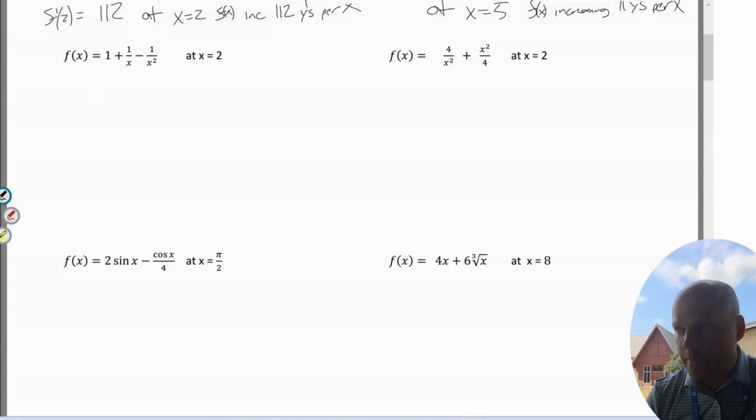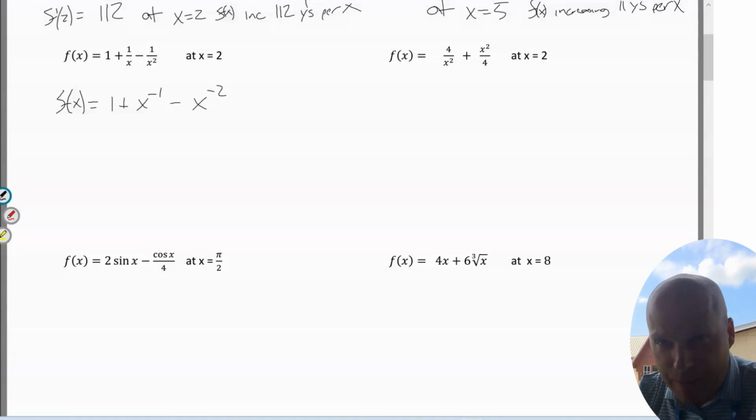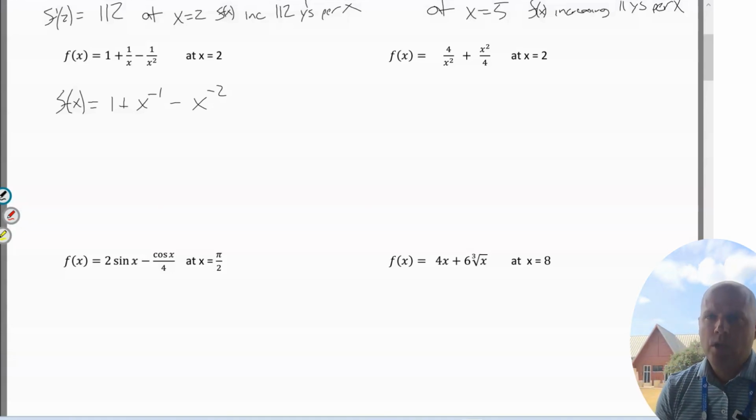What if you've got stuff in the denominator? Don't use the power rule until stuff is in the numerator. A lot of times we will have to use our exponent rules so that we can write things as x to powers in the numerator. This is x to the 1st. I move it up and make it a negative 1st power. X to the negative 1st is the same as 1 over x. X to the negative 2nd is the same as 1 over x squared. We have rewritten it. Now let's find the slope equation.